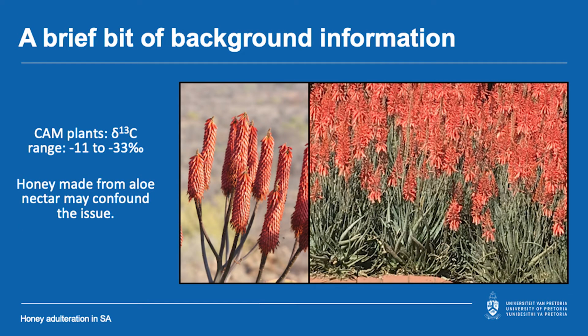Then we have CAM plants, your aloes, and they have a very wide range. You can see it's -11 to -33 per mil. They utilize both C3 and C4 style photosynthetic pathways, depending on the time of day. And in South Africa, we have quite a bit of aloe honey produced. If we purely used stable carbon isotope ratios to determine whether an aloe honey is adulterated or not, if it comes out in the C4 range, the chances are it will fail that test. So this is something that needs to be worked on.